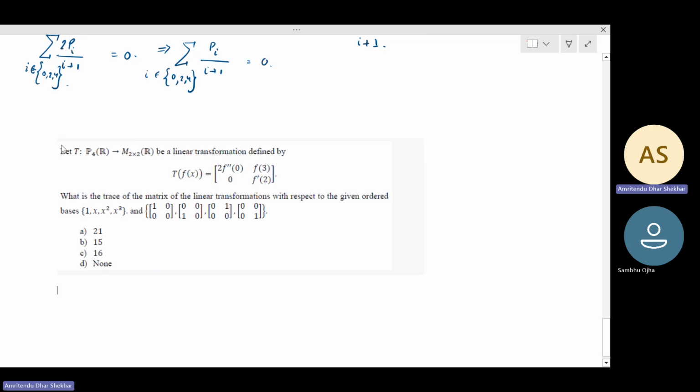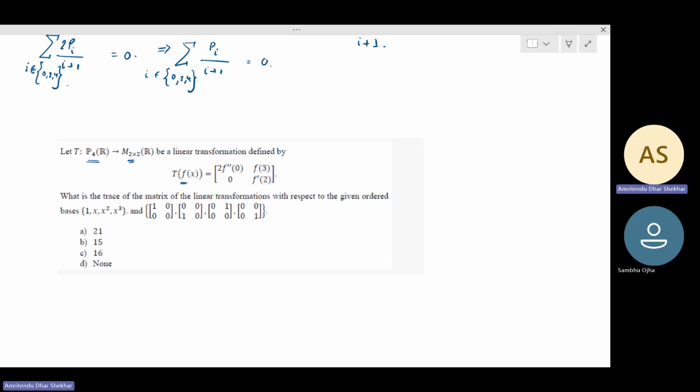Okay. So let T be a linear transformation, which is determined in this case. This is an interesting problem because the vector space on the left is polynomials of degree at most 4, and on the right you have 2 cross 2 matrices, and it is defined in this way. It says, what is the trace of the matrix?